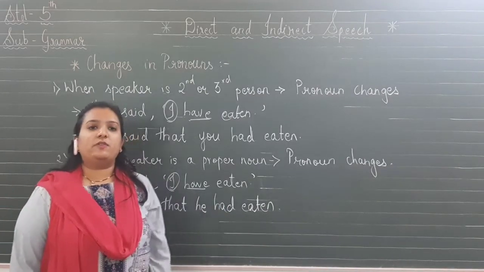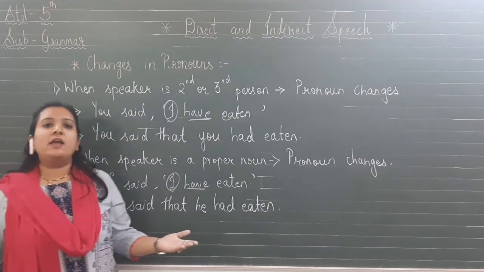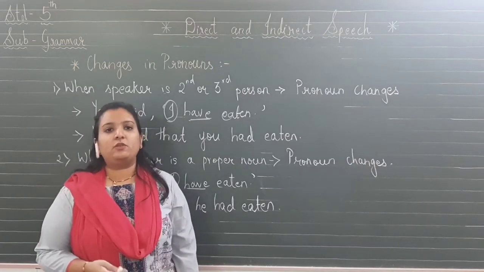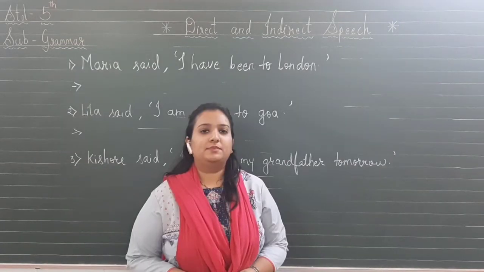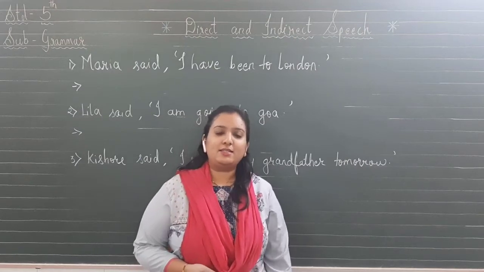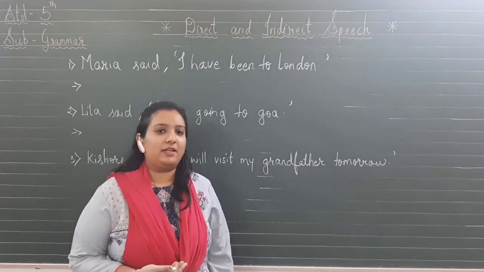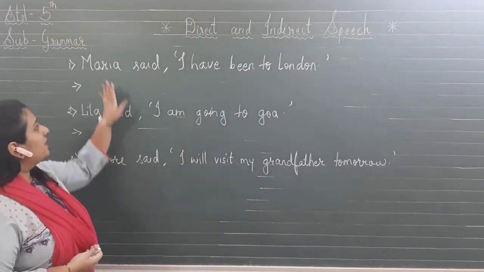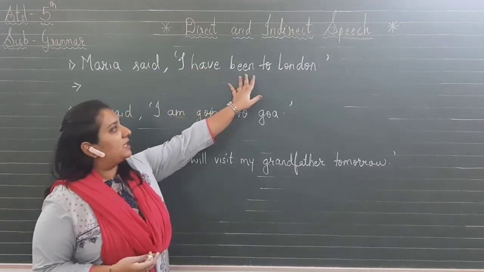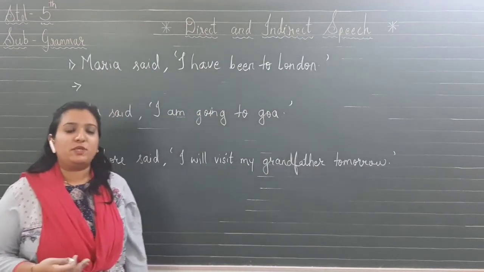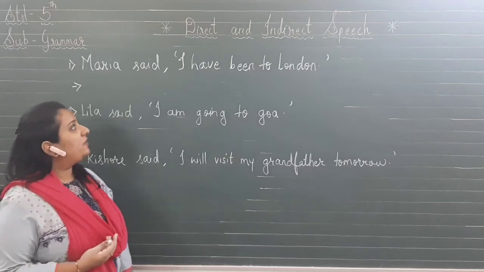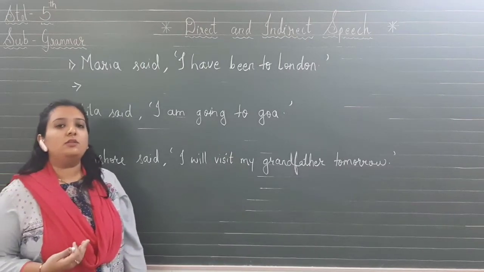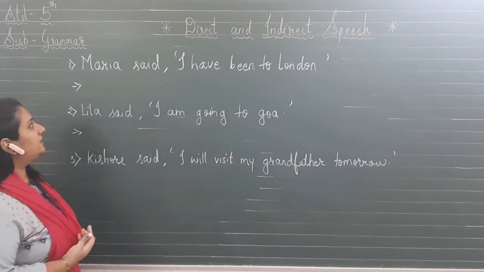So students, I hope you have understood where to change the pronoun and where to not change the pronoun from direct to indirect speech. Now students, let us do some sentences for your better clarity. First one, Maria said I have been to London. We have to change this direct speech into indirect speech. So we have to make all these changes, all the rules we have to apply in this sentence.